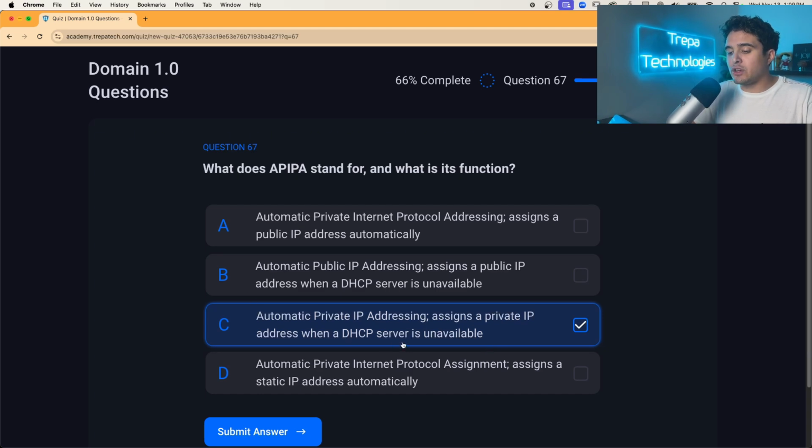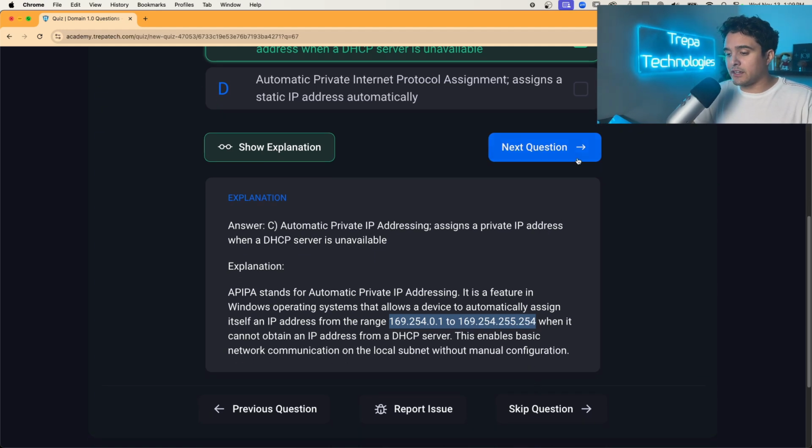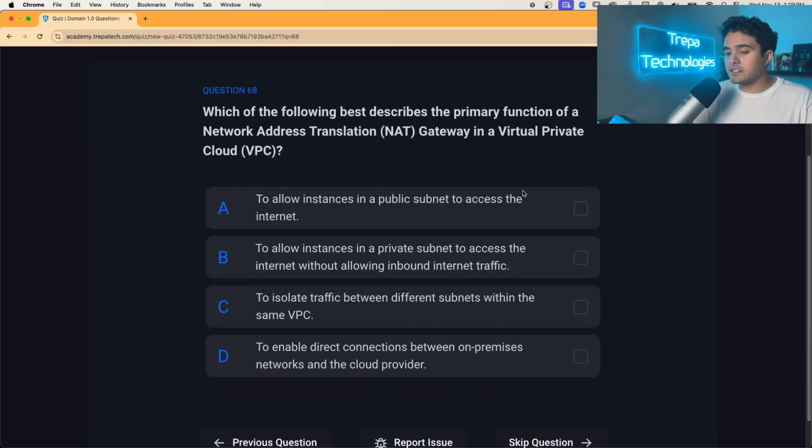Automatic Private IP Addressing assigns a private IP address when a DHCP server is unavailable. And don't think of a private IP as the RFC 1918 standard. These are just another range of IP addresses that are not routable on the internet that Windows has pretty much secluded from the public IP routable ranges. Pause the video if you'd like to read the explanation. And then, yes, this is the range right here, if you'd like to take down the note of the range of an APIPA address.